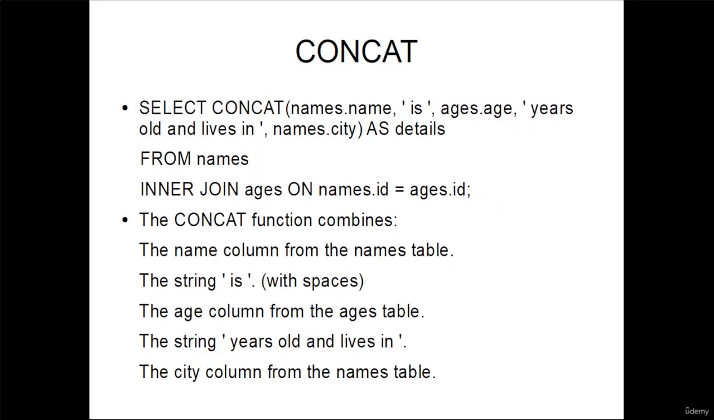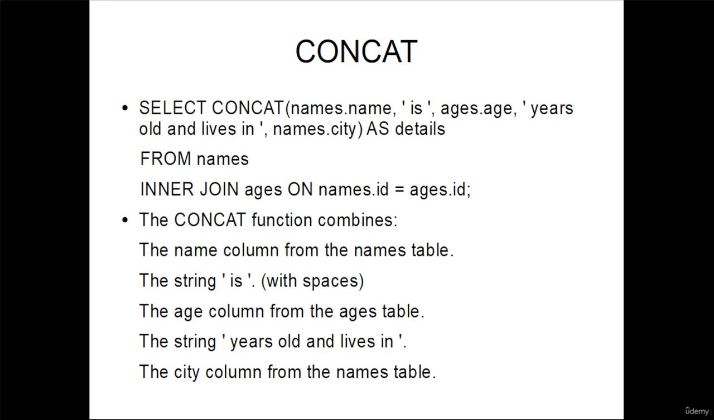SELECT CONCAT(names.name, ' is ', ages.age, ' years old and lives in ', names.city) AS details FROM names INNER JOIN ages ON names.id = ages.id.